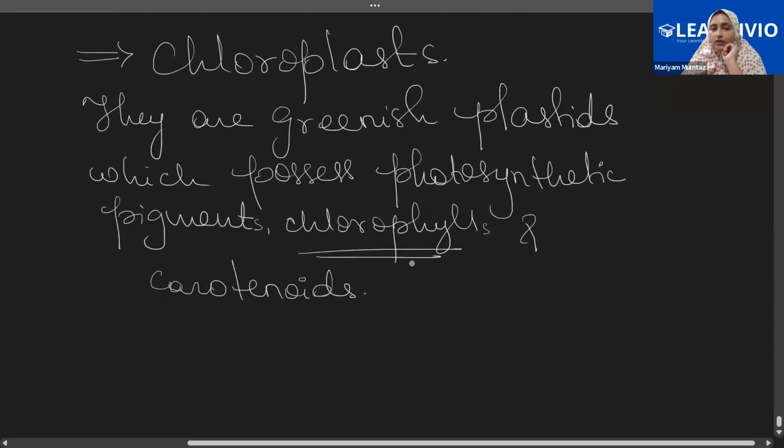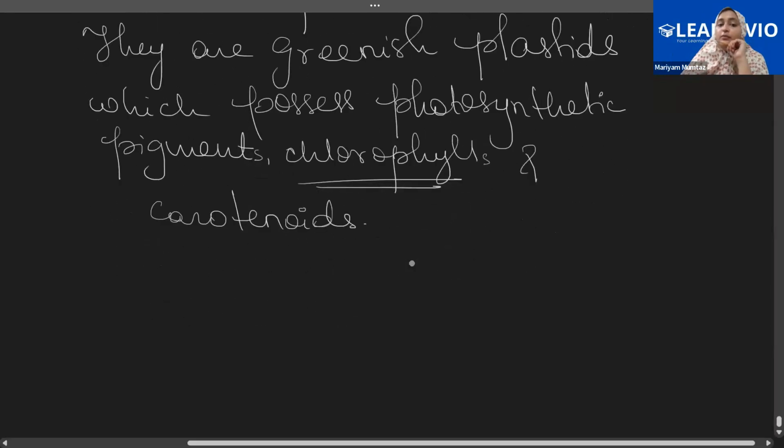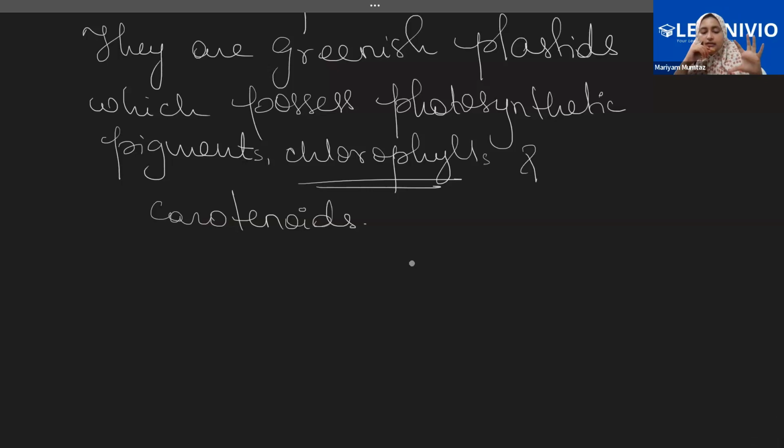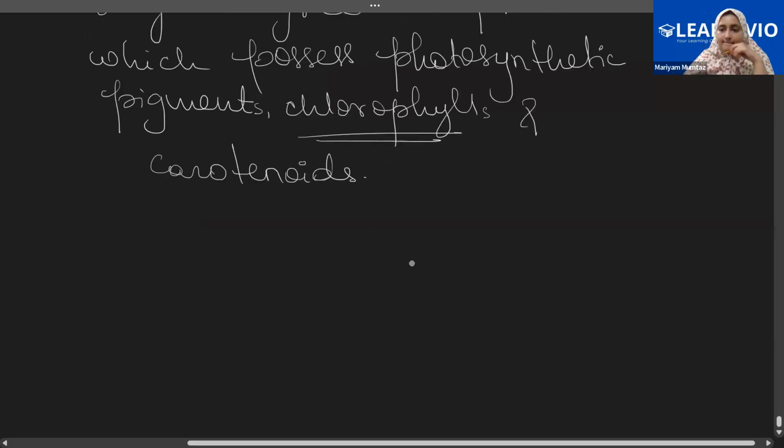Anyway, so talking about the chloroplasts, they are greenish plastids and they have the photosynthetic pigments, that is chlorophyll and carotenoids. Now remember that the chloroplasts are extremely important as far as photosynthesis is concerned, right? Because these are the only cells in the plant's body that would contain the chlorophyll pigment, and without chlorophyll pigment, photosynthesis will not take place at all. Now, why do you think, students, what is so special about chlorophyll? What is the function of chlorophyll?